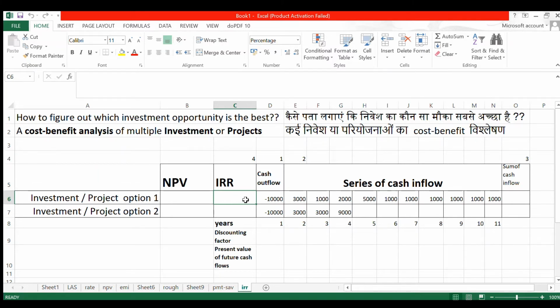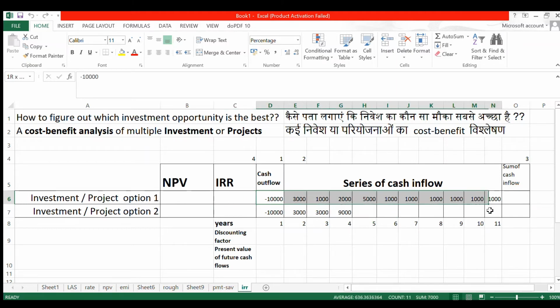For the series of cash inflows from project option 1, at the end of the second year, we can see 3,000 rupees is the cash inflow. At the end of the third year, 1,000 rupees. Fourth year, 2,000 rupees. Fifth year, 5,000 rupees. And from the sixth year to the 11th year, 1,000 rupees each year. For project option 2, we have the same 10,000 rupees to invest, and the cash inflows are, at the end of the second year 3,000 rupees, third year 3,000 rupees, and fourth year 9,000 rupees.